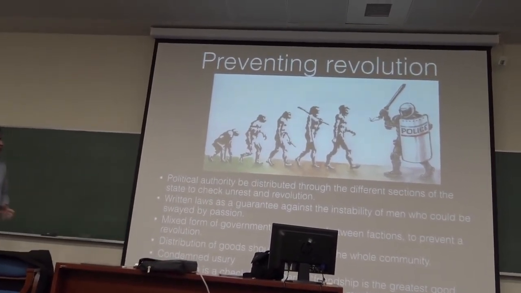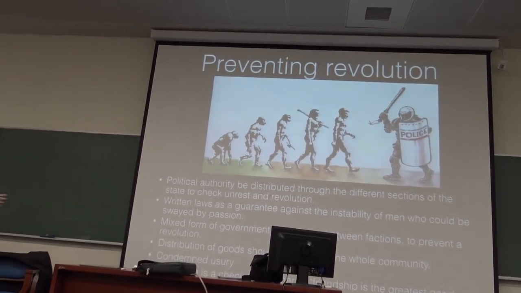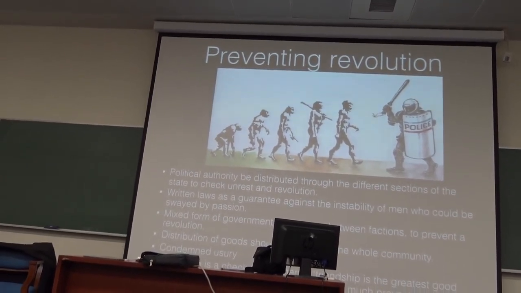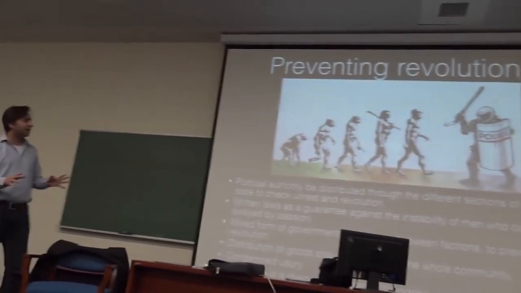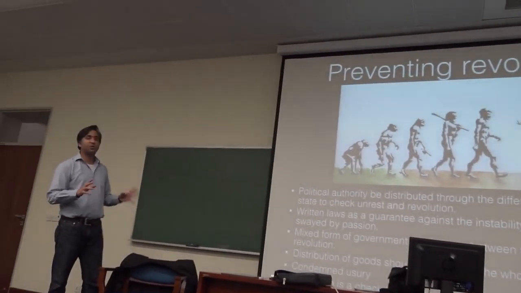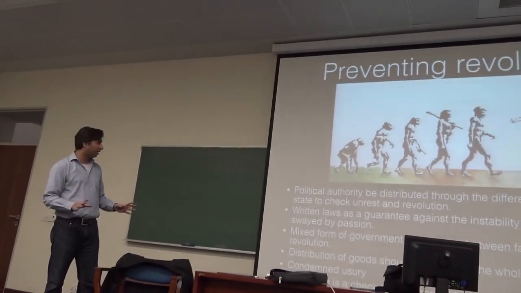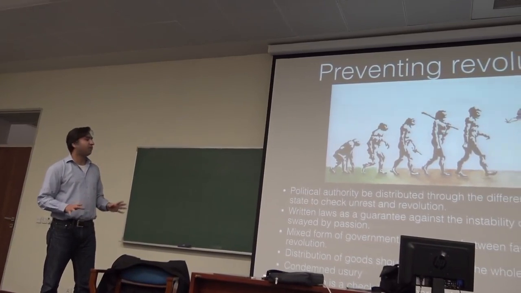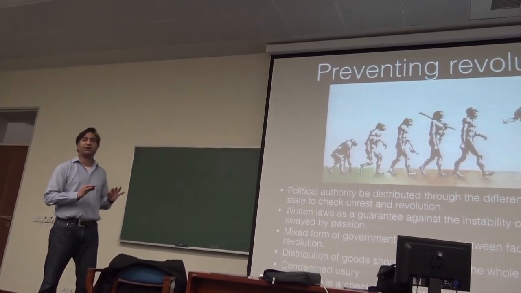He says political authority should be distributed through the different sections of the state to check unrest and revolution. Written laws are a guarantee against the instability of men who could be swayed by passion. Laws should be written down. Number three, mixed form of government between various factions to prevent a revolution.